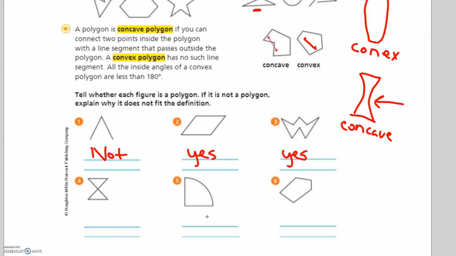All right, number 4 is not a polygon. It's made of line segments and it's closed, except for those lines are crisscrossing over each other. And when you have that, it's not a polygon. 5 is not a polygon because it has a curve in it. 6 is a polygon. It is a polygon because it is made of straight sides and it's closed.